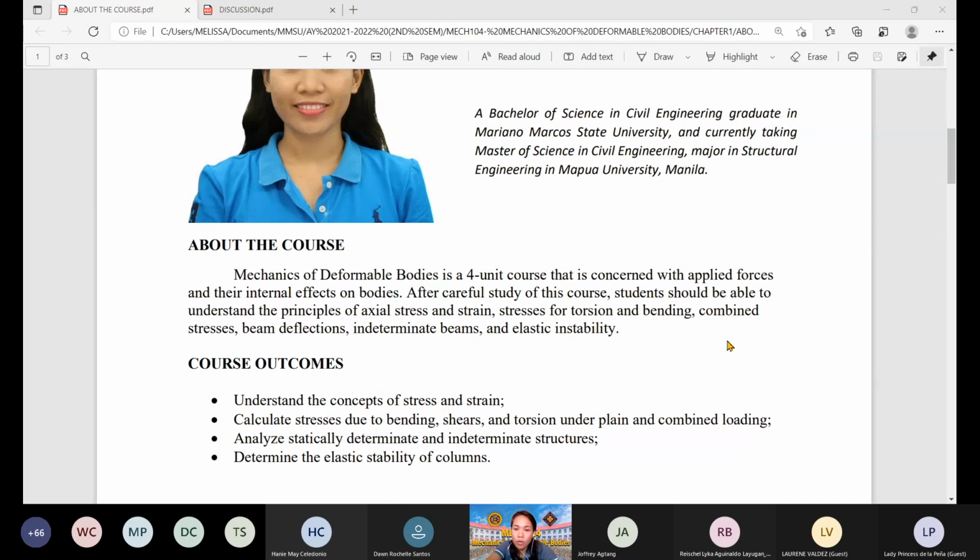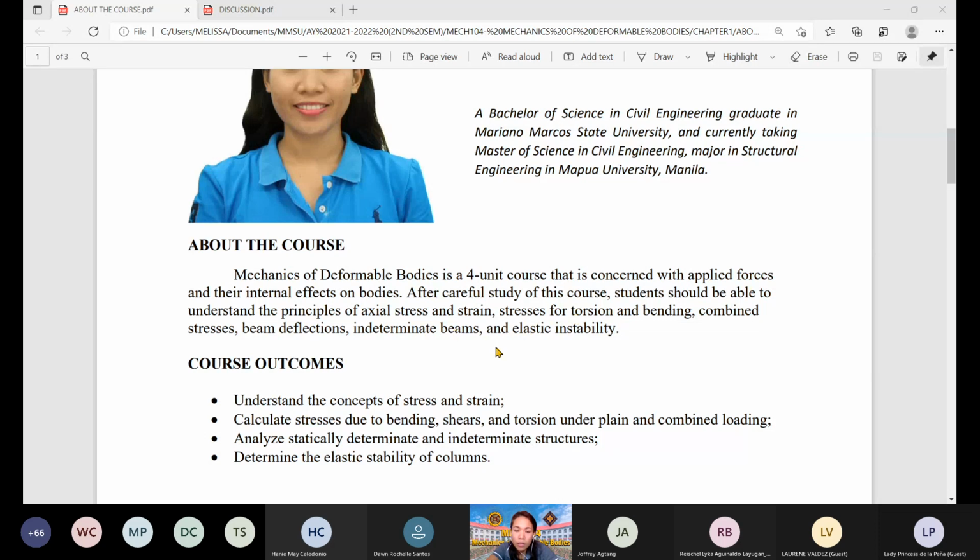This is a 4-unit course, meaning we will have 4 hours per week. Our schedule is Thursday 1 to 5 and Friday 1 to 5. So if you are not available on Friday, you can attend on Thursday and vice versa.